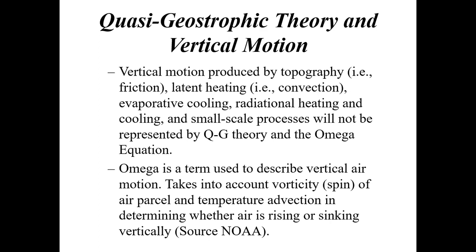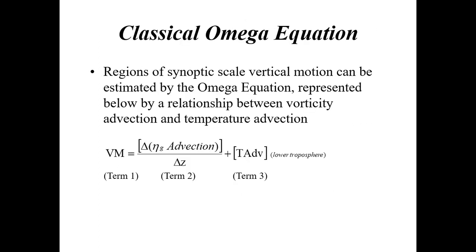Vorticity is simply the spin of the air parcel, and temperature advection, or the changes in the horizontal of temperature, in determining whether air is rising or sinking vertically. That's all omega is. I added that on because I felt like that was very important. When I use that word omega, I'm describing the vertical air motion, taking into account two main things, vorticity and temperature advection.